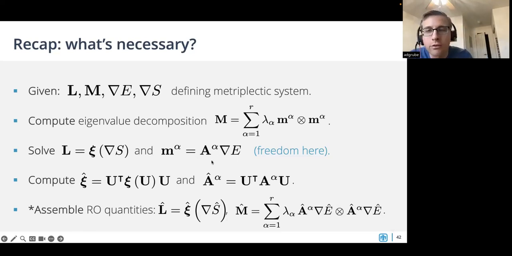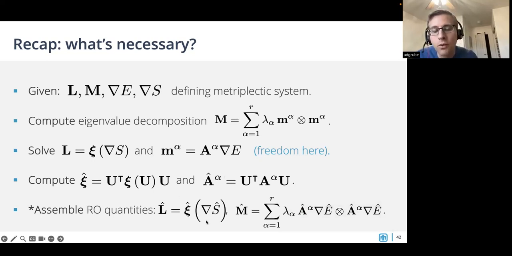And here you get to choose sort of what you want to do. I'm sure some choices are better than others. For this project, we just used some obvious choices and it seemed to work okay, but I bet you could optimize this to make it better. And then from there, you essentially just do normal Galerkin projection of these onto the POD basis, which gives you your reduced versions of these operators.